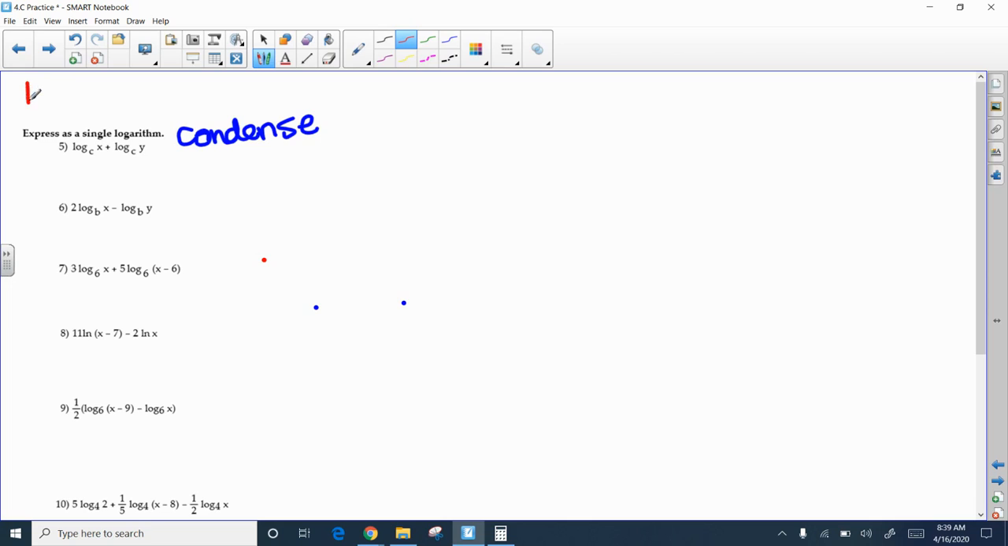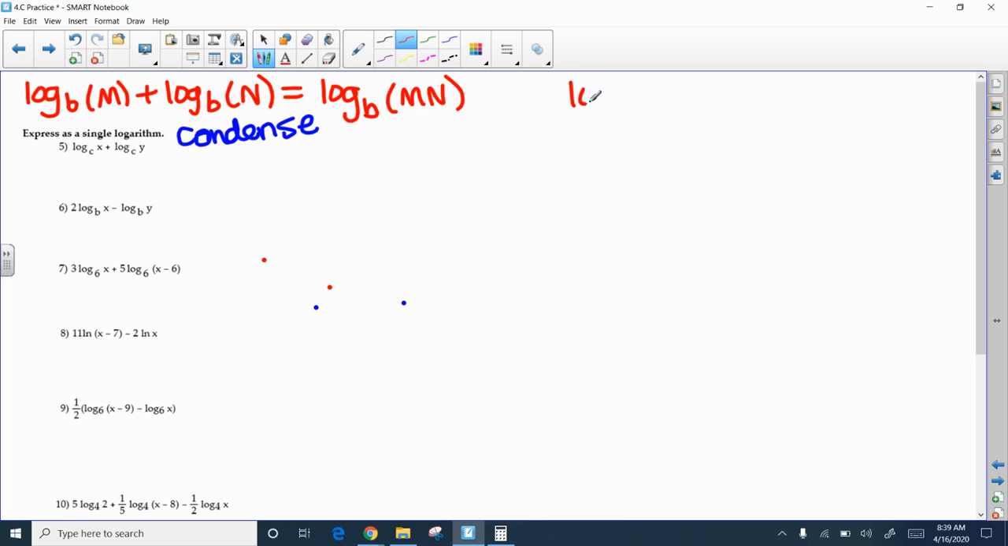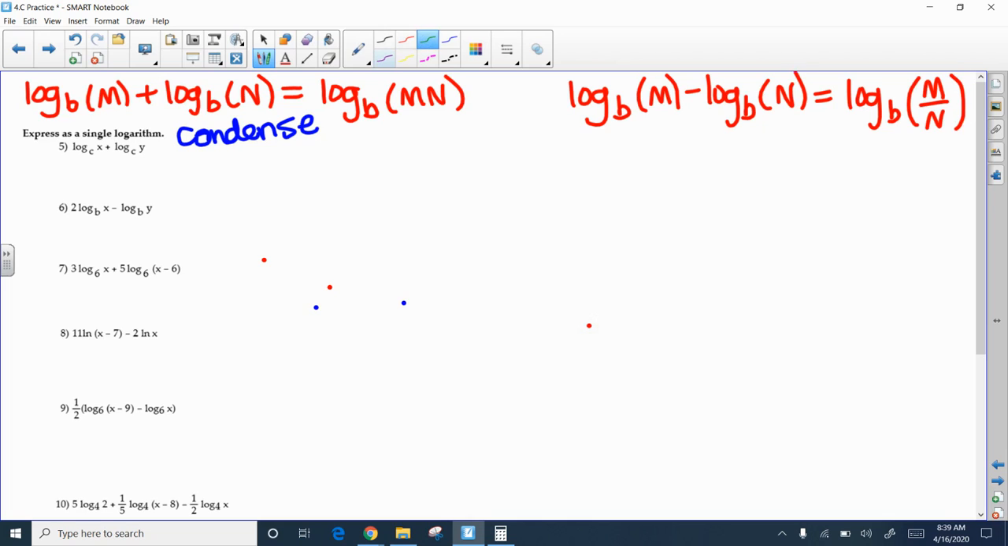So our first one, if we have log base b of m plus log base b of n. So if we have 2 separate logarithms with a plus sign in between, we can rewrite it as log base b of m times n. The second property is the same, but with subtraction. Log base b of m minus log base b of n can be rewritten as log base b of m divided by n. So we'll call this one property 1, this one property 2.